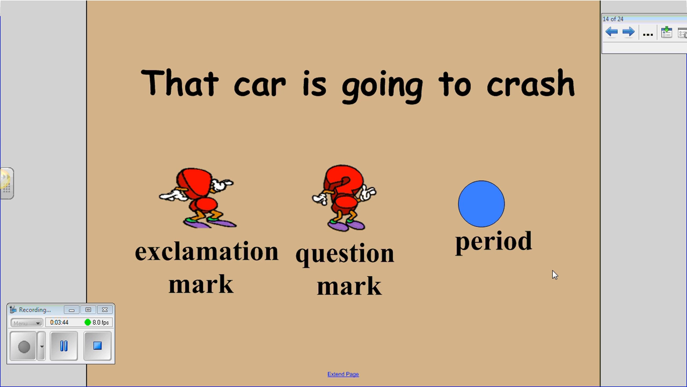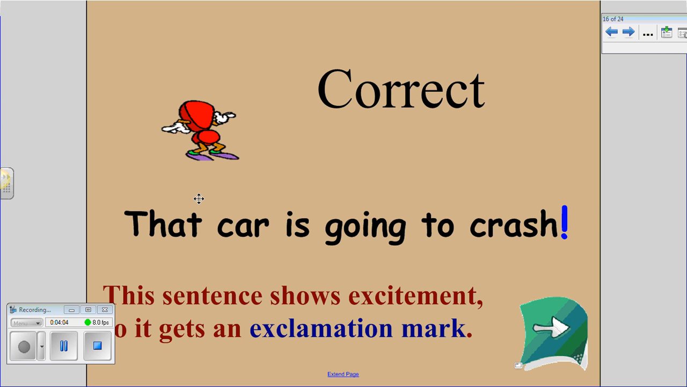That car is going to crash. Looking at this sentence, is there a sense of excitement? Is there a question, or is there a statement or a command? I would say if you're watching this and you see a car about to crash, that's probably a heightened kind of excitement, or you're nervous. So here you probably use this exclamation point.